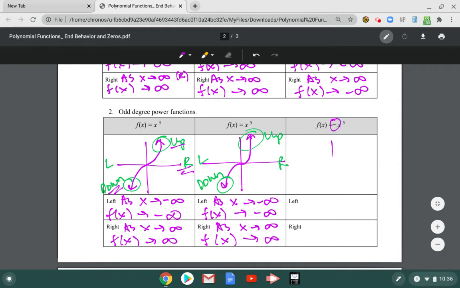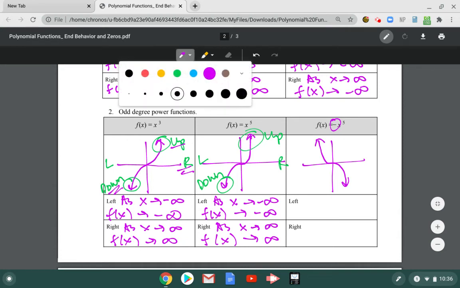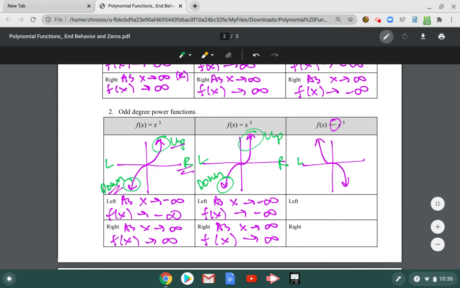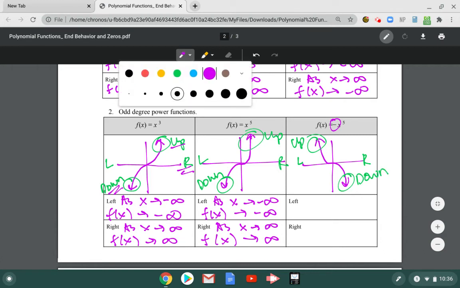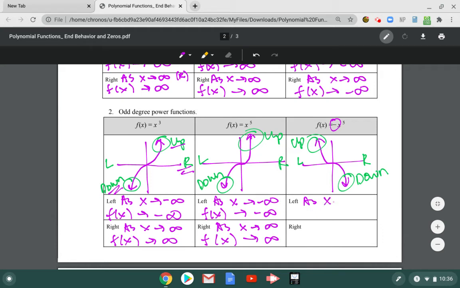Now we're going to put a reflection in there. Again, I don't need Desmos. I know it's just going to do this: turn it upside down, flip it vertically. So I'm going to label one more time. Left, up. Right, down. Putting that into symbols: as x goes to negative infinity, f of x goes up, to infinity. On the right, as x goes to infinity, f of x goes down, so f of x goes to negative infinity.